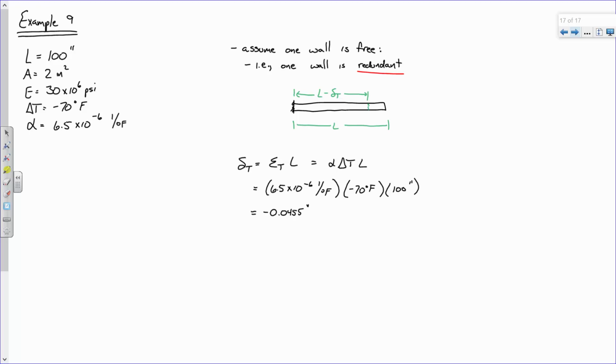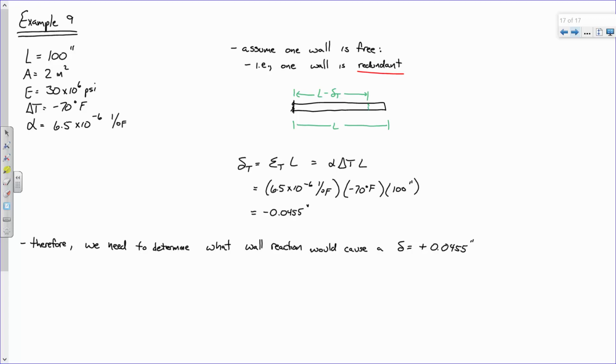So what we need to do is this. Therefore, we need to determine what wall reaction would cause a deflection of plus 0.0455 inches. Does that make sense?